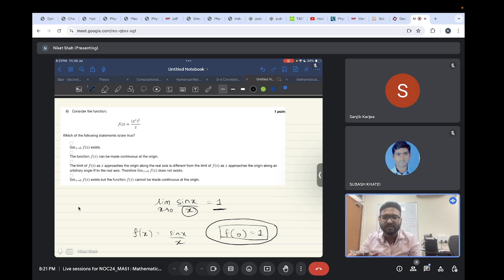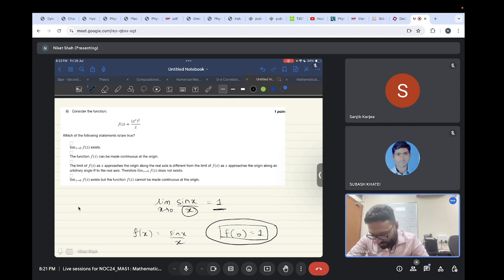Similarly, the question being asked here is: can the function f of z be made continuous at the origin? All you have to do is check the limits. If the limits exist, then you define exactly that value as f of 0, and you can make it continuous. So the second statement can be answered by answering the first statement.